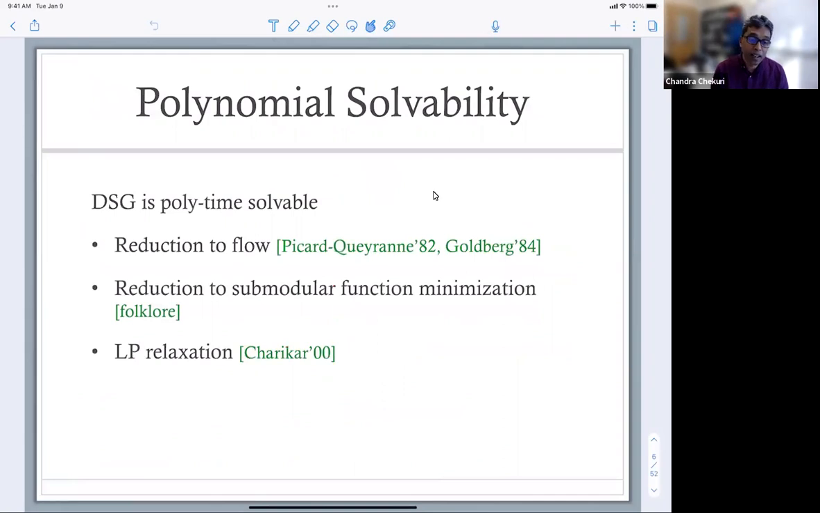And I think the densest subgraph problem was first shown to be polytime solvable by, I think, Picard and Queyranne, or maybe there are some previous ideas too, but this is the earliest I know of. And then subsequently Goldberg, by reduction to flow. So you can reduce solving densest subgraph to flow. And I don't know if it was known before, but there's a folklore reduction to submodular function minimization that we'll see soon. And then, in 2000, Moses Charikar gave a nice LP relaxation, which will be very important for this talk. So I'll mention it when we come to that. So there are three different ways.